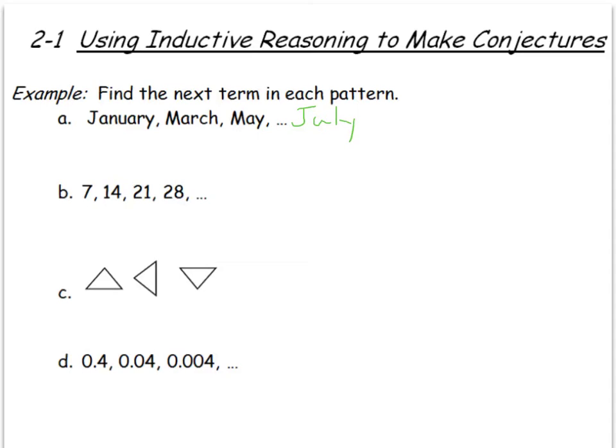If you continue the pattern on, it would be August is skipped, and then September would be the next one. However, it only just asked for the next term, so I'll leave it as is. How about you go ahead and try out B through D on your own? Pause the video, and when you're set, start it up again, and hopefully we have the same answers.